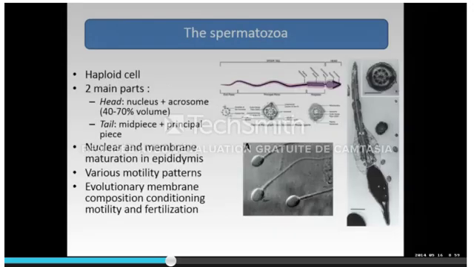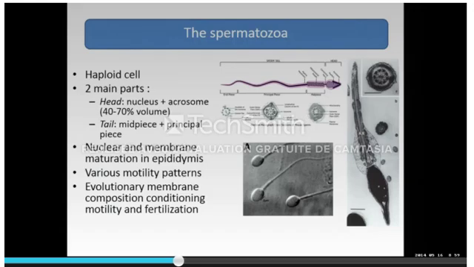Here is the star, the spermatozoa. So as I said, it's a haploid cell, and it consists of two main parts: the head first, and the tail. The head mainly consists of the nucleus and the acrosome, and the acrosome represents 40 to 70% of the volume. And the tail is made of the midpiece, where you can find the mitochondria responsible for the movement of the sperm, and the principal piece.